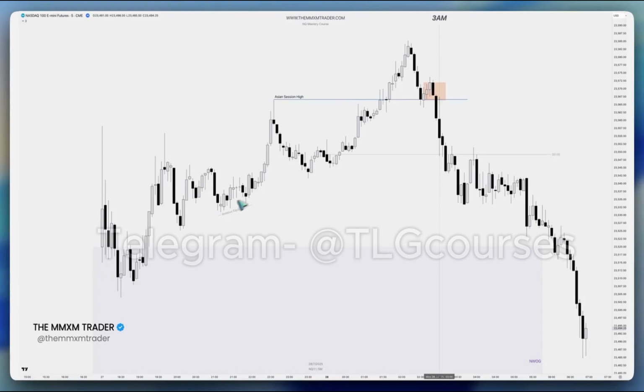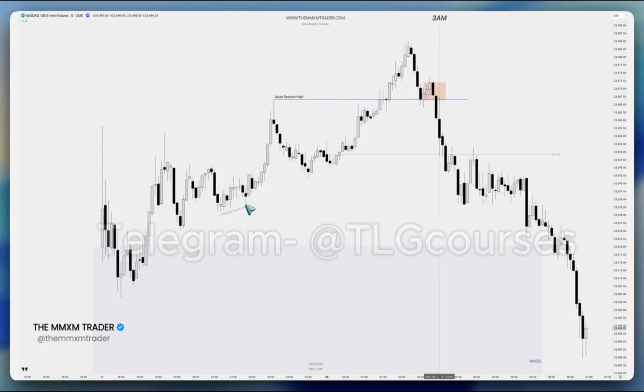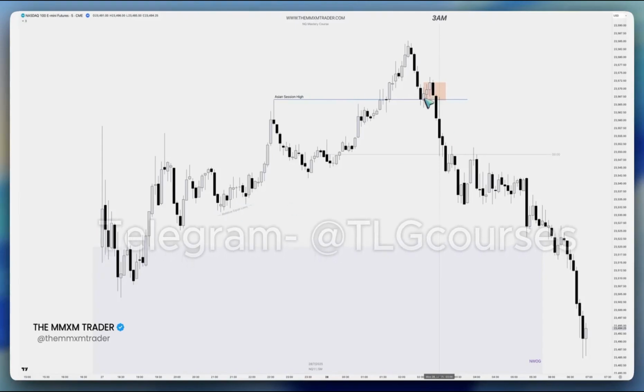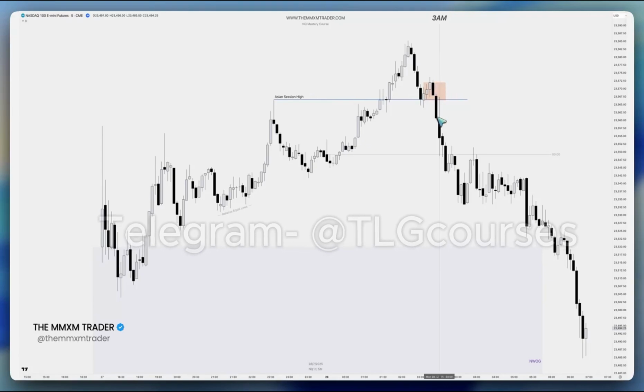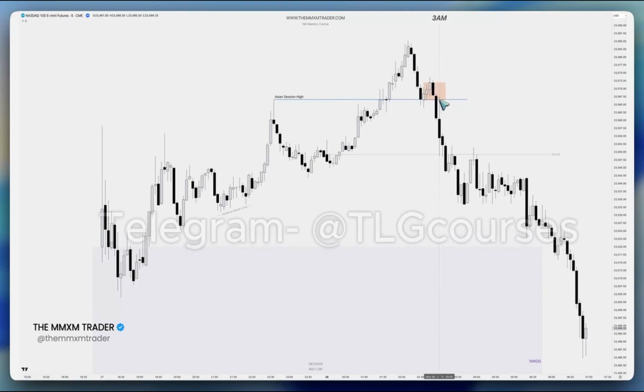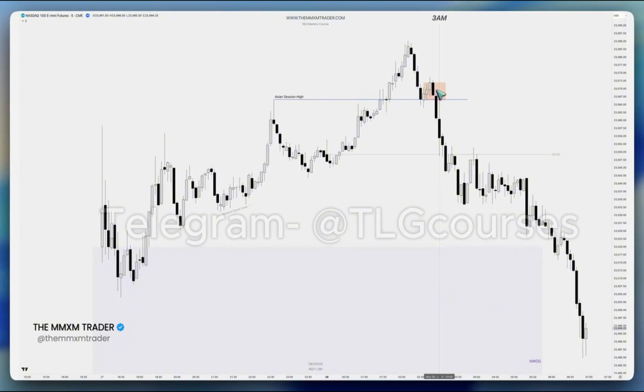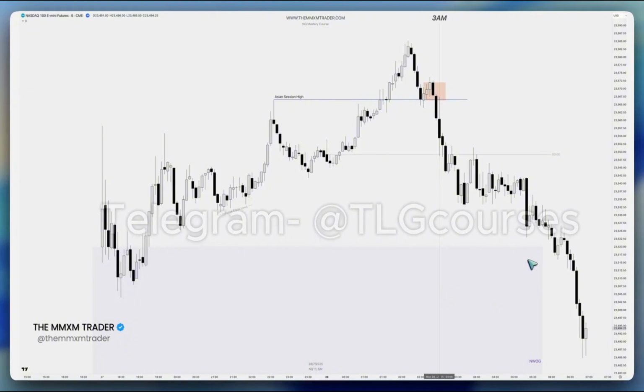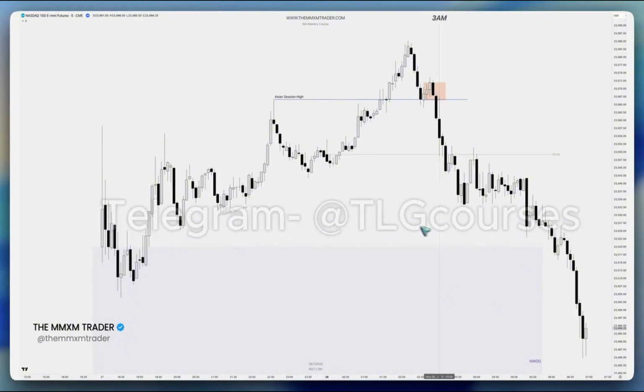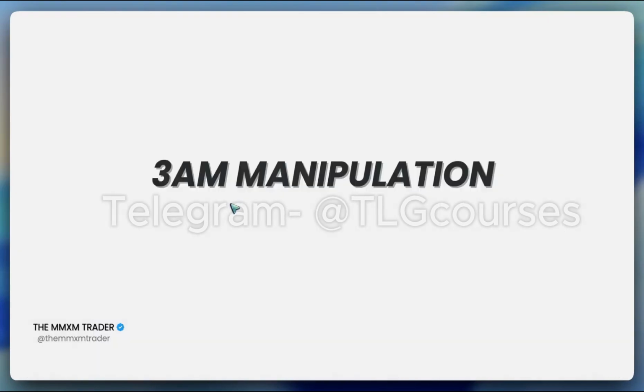Relative equal lows here with the failure swings. Remember, low resistance and high resistance liquidity runs. We then have these down close candles that get closed below. 3 a.m. trades back up into the down close candles. We could go short there and target the new week opening gap and the relative equal lows.